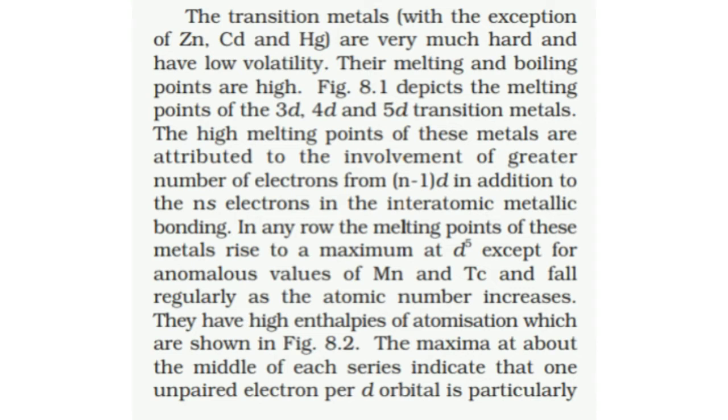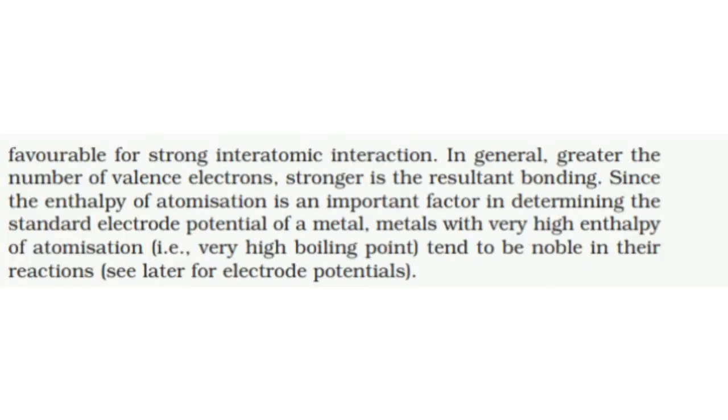In any row, the melting points of these metals rise to a maximum at d5, except for anomalous values of Mn and Tc, and fall regularly as the atomic number increases. They have high enthalpies of atomization, which are shown in figure 8.2. The maxima at about the middle of each series indicate that one unpaired electron per d orbital is particularly favorable for strong interatomic interaction.